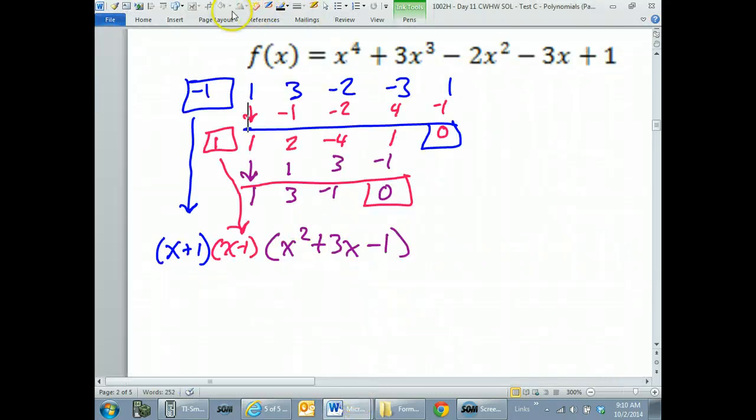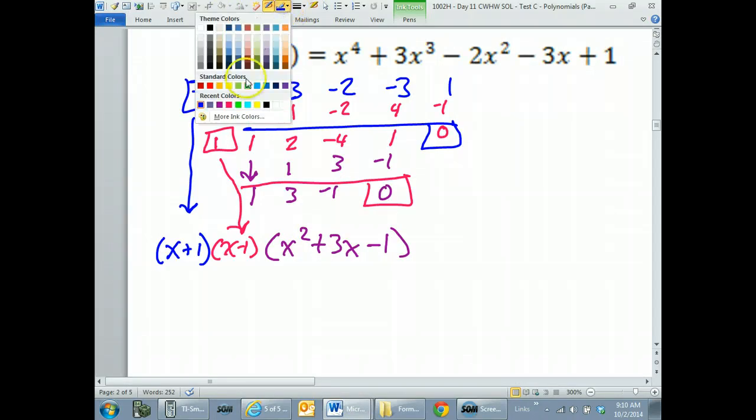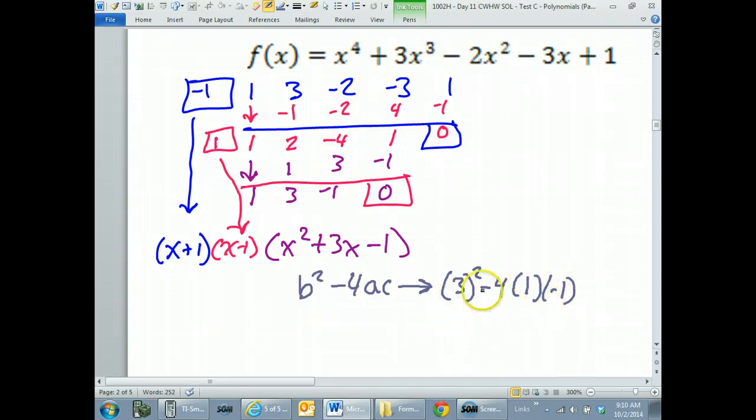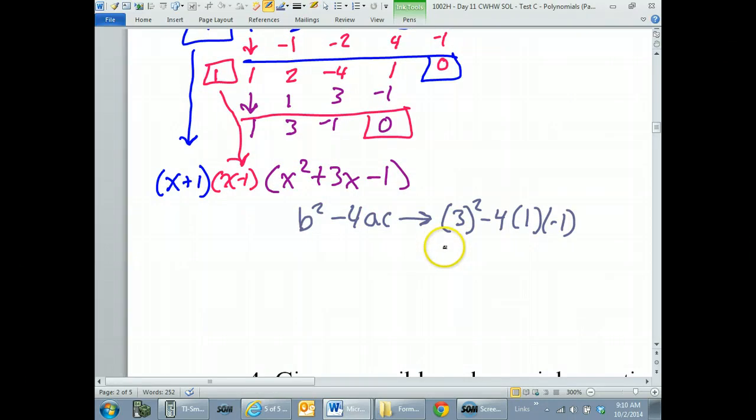Okay, so here we go. B squared minus 4ac. B is 3, so that's going to be 3 squared minus 4 times 1 times -1. You should be able to do this in your head, right? Well, at least by hand. Because this is going to be 9. Why am I doing parentheses still? -4 times -1 is +4. So this is 9 plus 4. So that's 13.